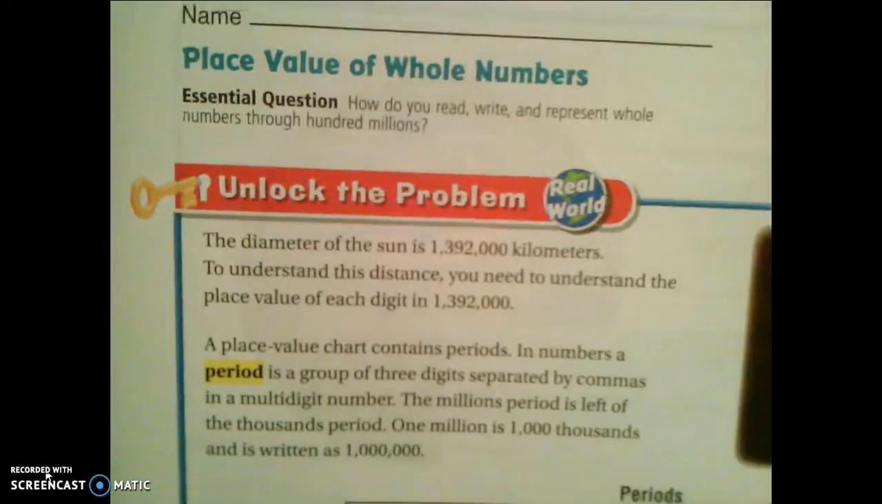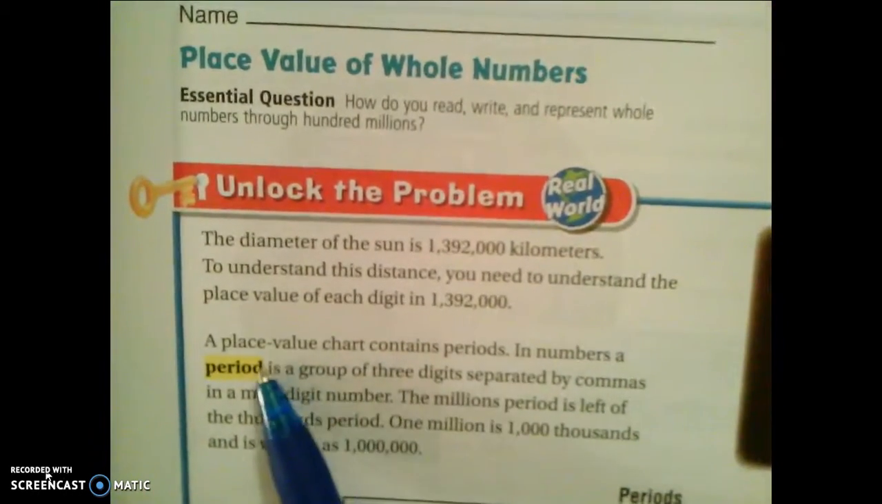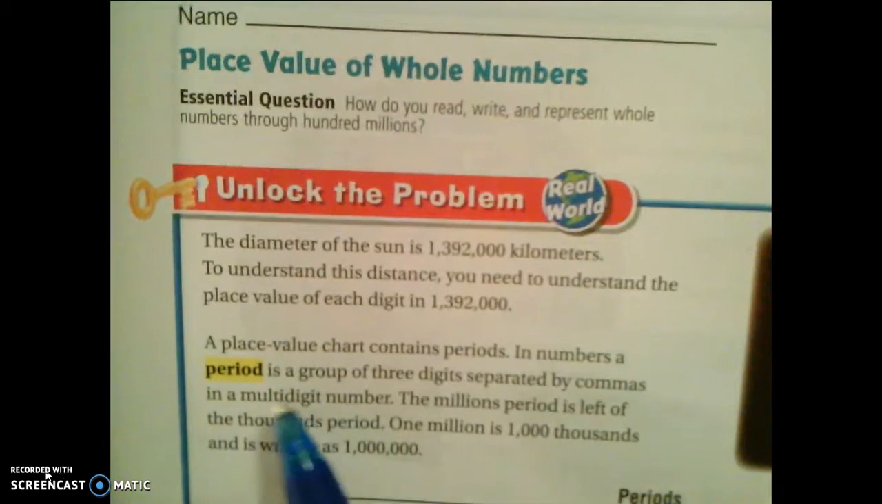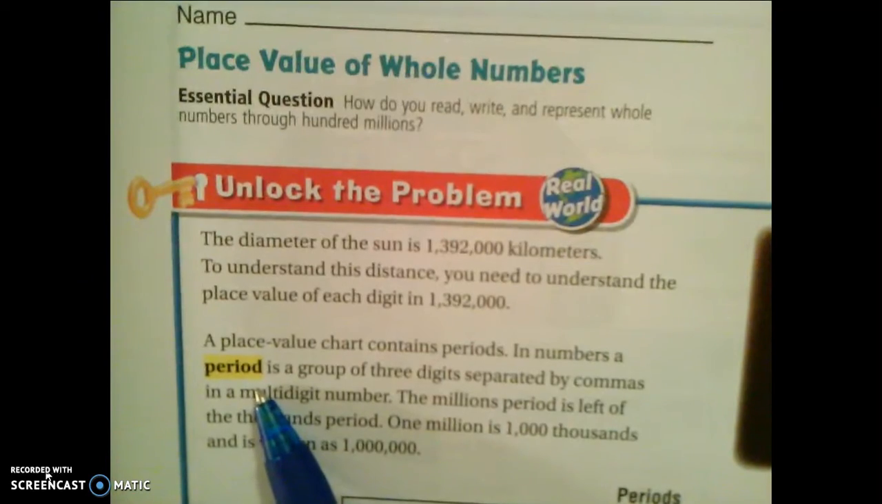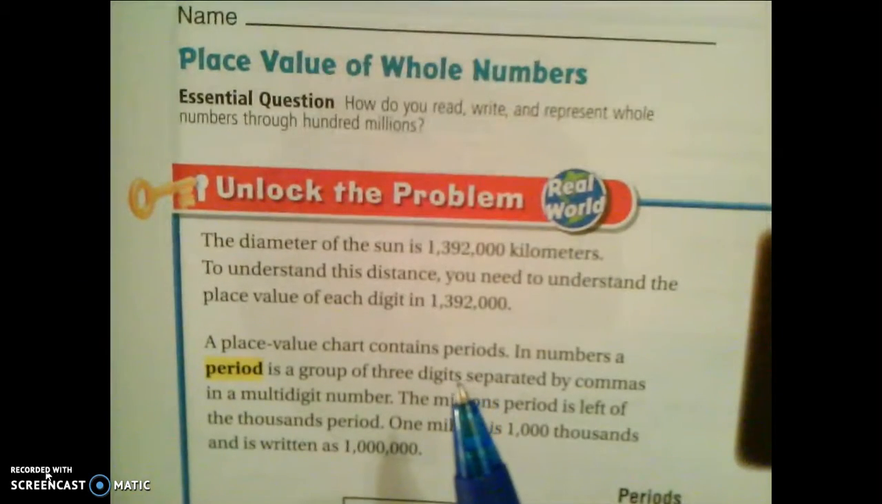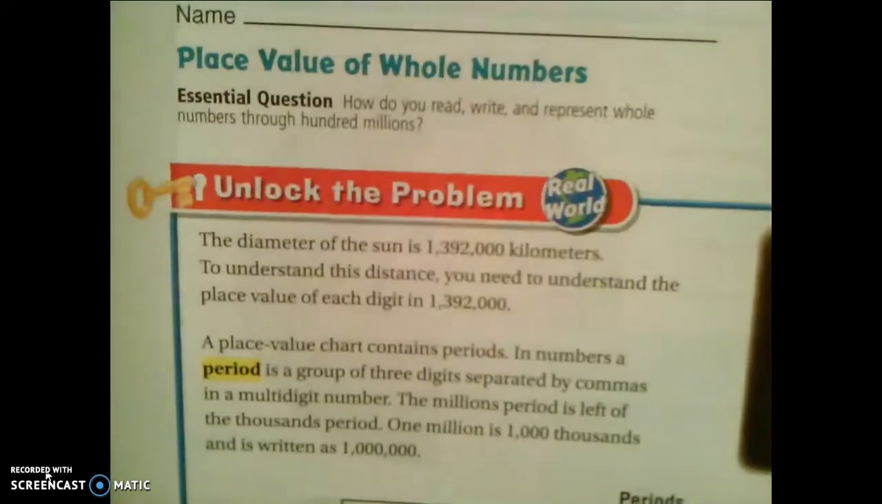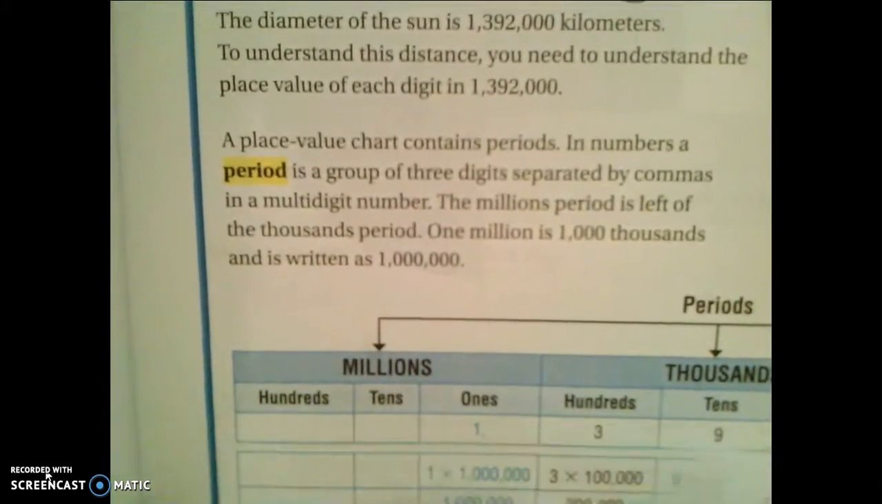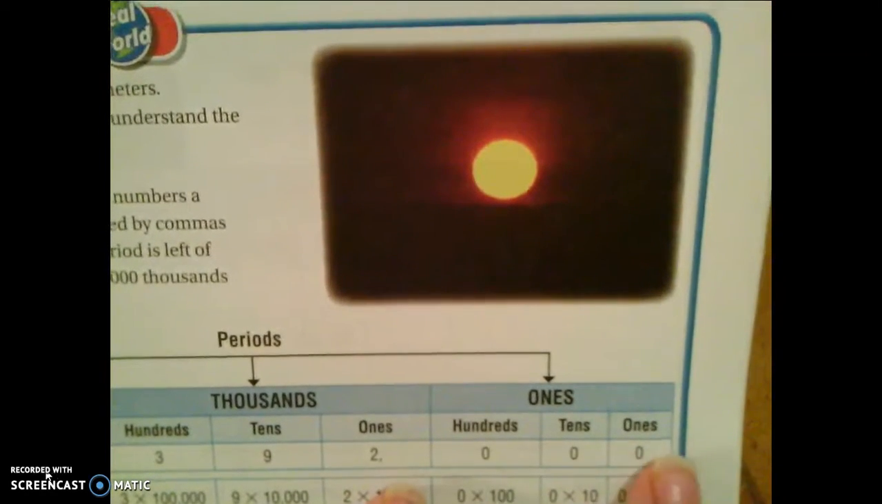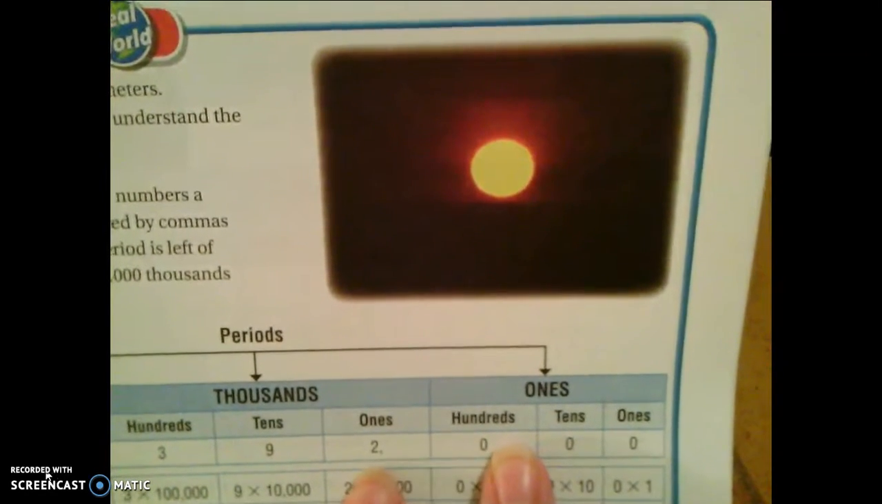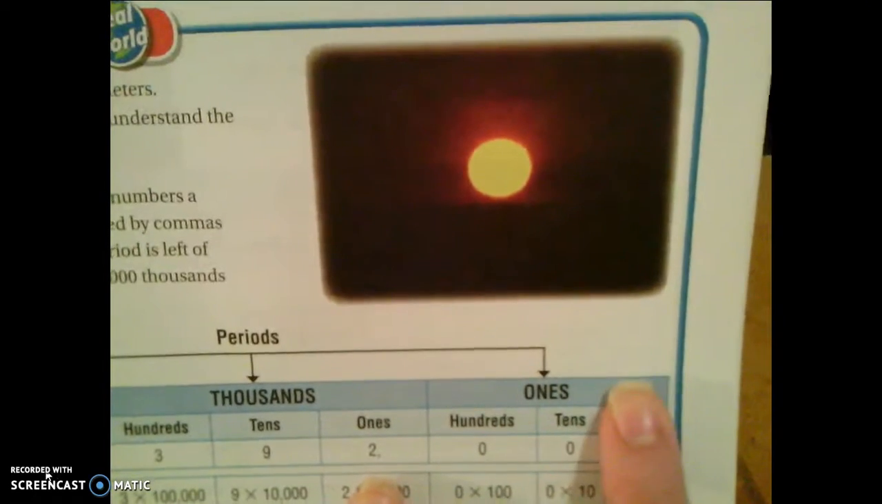So let's start by looking at the definition of a period. A period is a group of 3 digits that are separated by a comma. What this means is, if you look here on this place value chart, we have our ones. We have 1, 2, 3. Then there's a comma. This ones is a period.